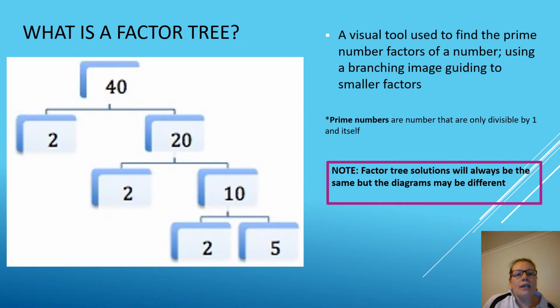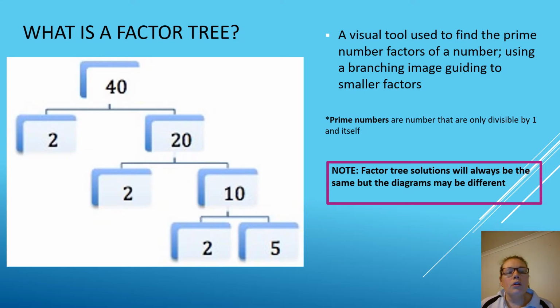A factor tree is a visual tool used to find the smallest possible factors for a number. So in this instance here, we've got 40, and I guess the thing to remember is that you're going to the smallest numbers because they are only divisible by 1 and themselves. So 2 is not divisible by anything other than 1 and 2. Divisible just means you can divide it.